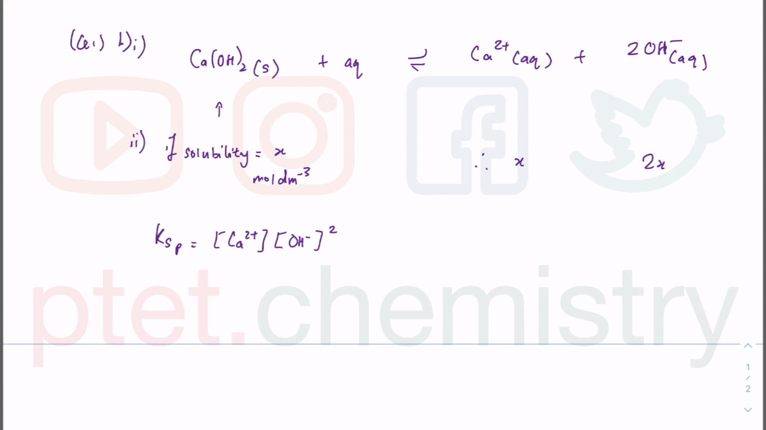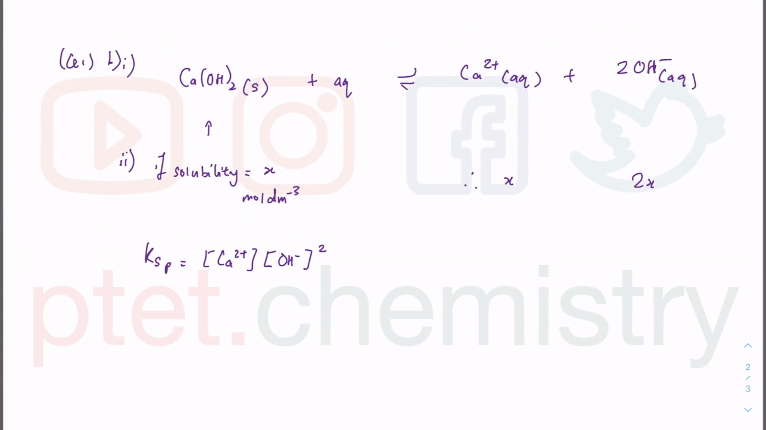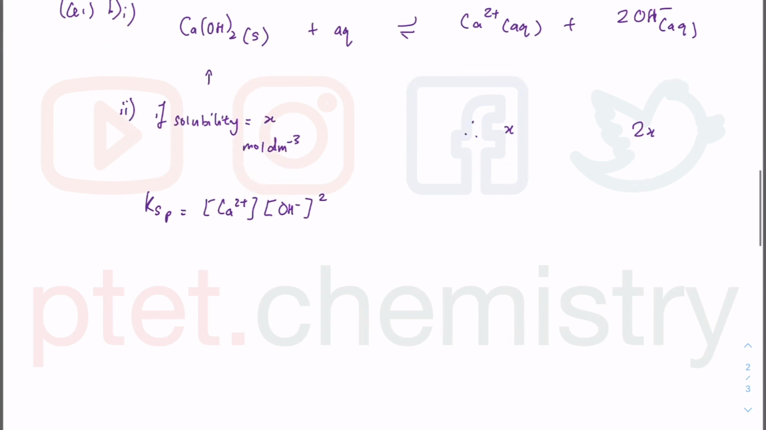So what happened there is, I think it's best if I move this to a new page, because instead of saving up the space, it's better if we fill up the space there. So what happened then is the solubility product is written in such an expression. I just need to put in the value.